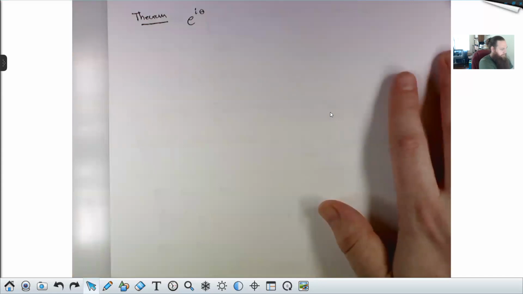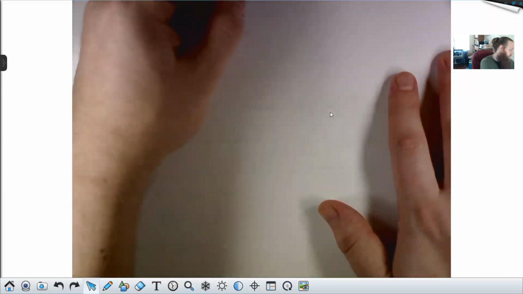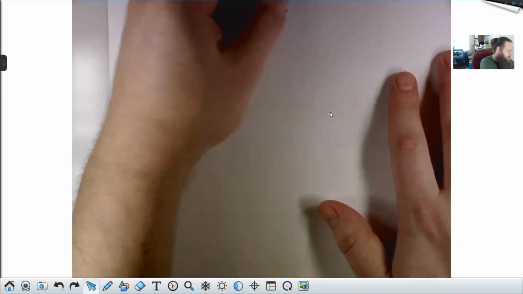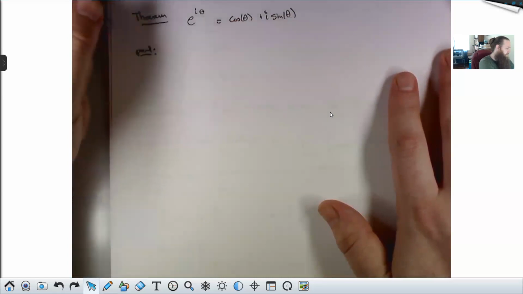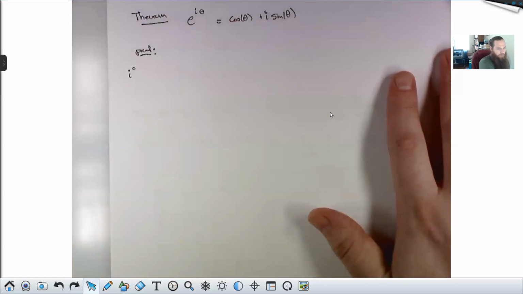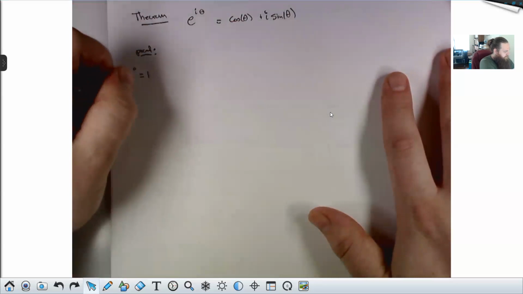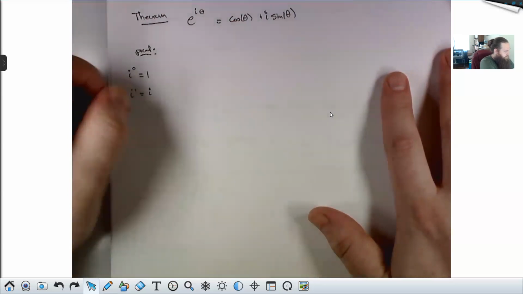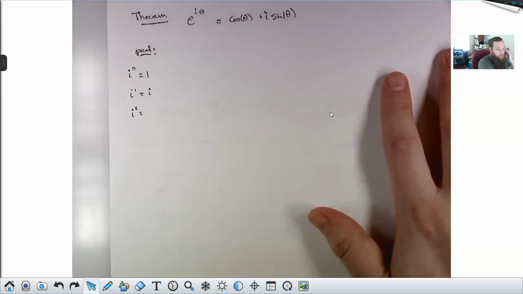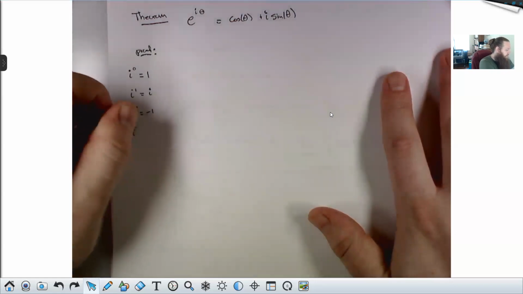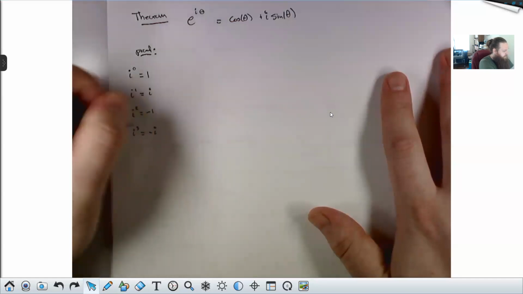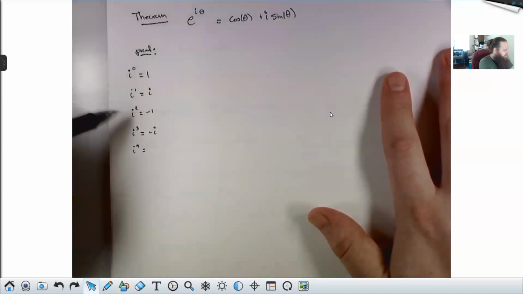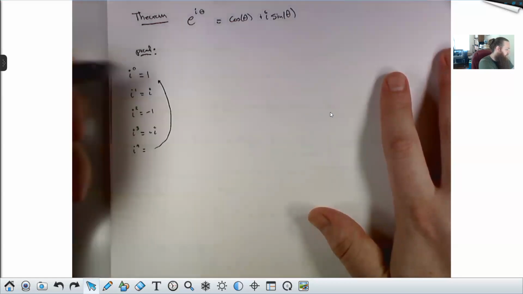e to the i theta, I'll use the variable theta, is equal to cos theta plus i times the sine of theta. i to the 0, the 0th power of anything, is 1. i to the 1 is i. i squared, remember i is the square root of -1, so i squared is -1. i cubed would be i to the 1 times i to the 2, which is i times -1, or negative i. i to the 4 is i squared times i squared, which is -1 times -1, so that's 1 again, and then things loop.